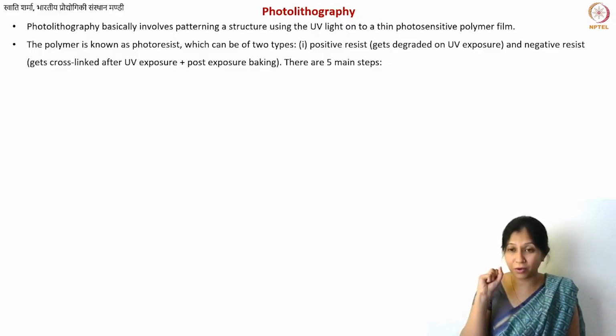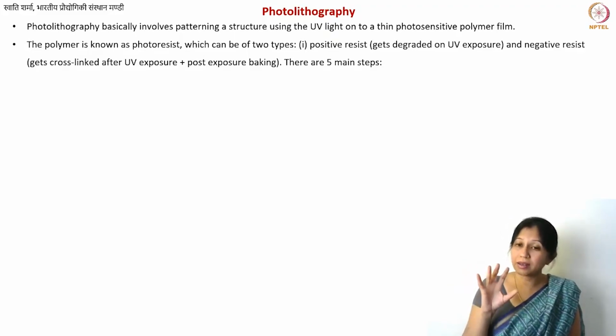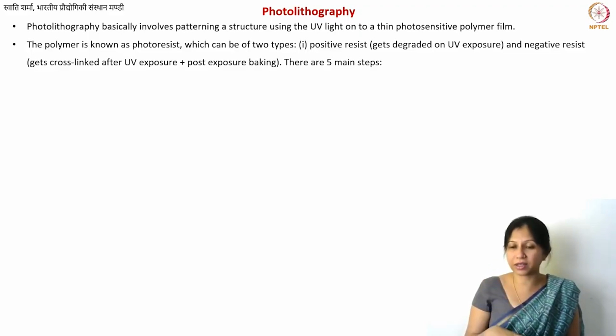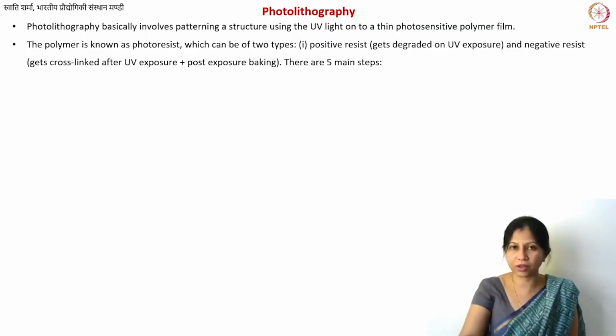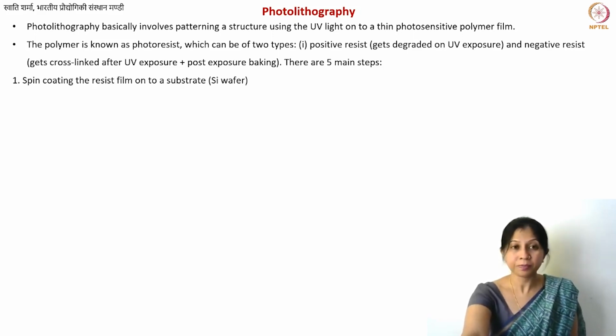Photoresists can be of two types. One is known as negative photoresist and the other one is known as positive photoresist. I will describe why you would call something negative and positive. The definition is that the positive resist would get degraded when it is exposed to the UV, and whatever gets cross-linked after the UV exposure, you will call those kinds of materials negative resists. There is a very minor difference in how you perform photolithography. So first let's talk about the 5 main steps of photolithography.